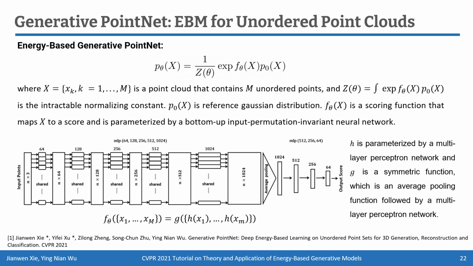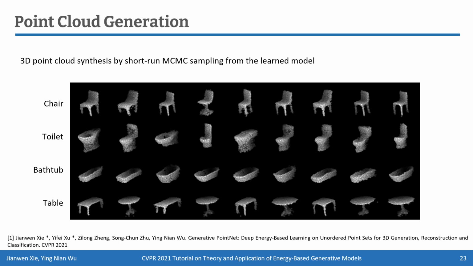The input permutation invariant bottom-up network F first takes all unordered points as input, encodes each point into features by a multilayer perceptron (MLP), and then aggregates all point features into a global feature by average pooling, and eventually outputs a scalar by another MLP. This figure shows some 3D point cloud synthesis generated by the learned energy-based model by short-run MCMC.